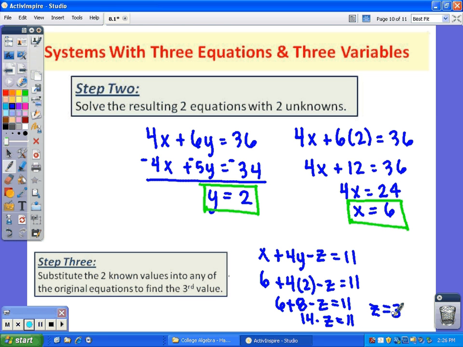So now we have it all. We know all three variables. Our answer must be in alphabetical order. So our answer would be 6, 2, and 3.